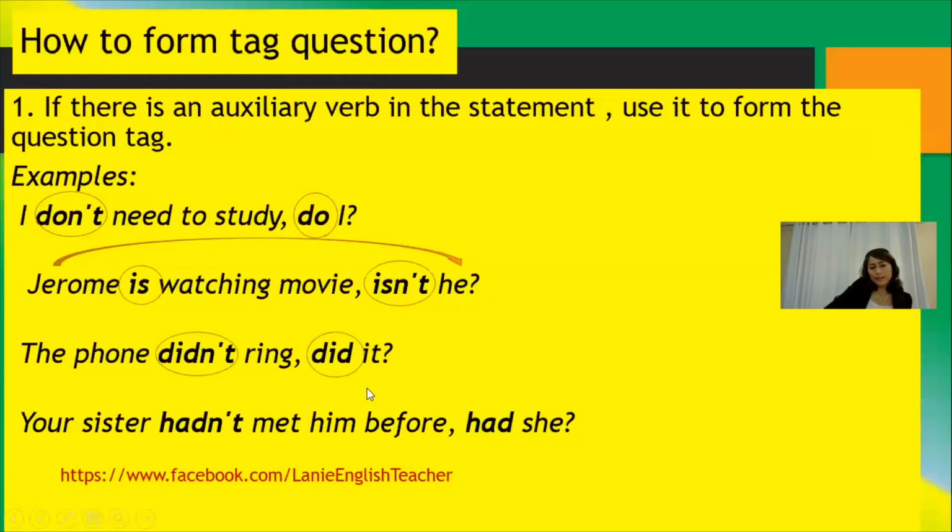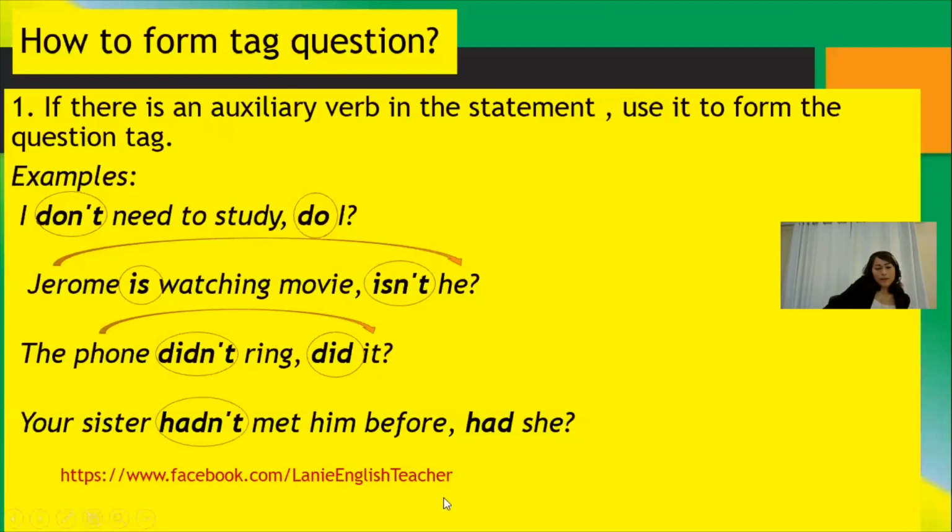All right. Now, what about the pronoun it here? Why do we use it instead of phone? So this is the rule. Phone is a thing, so we use it, pronoun it, in place of the noun phone. So that's why it is did.